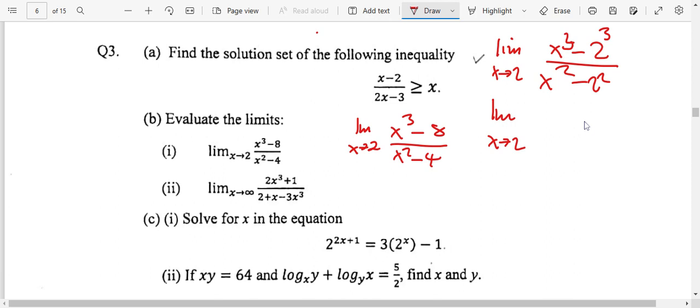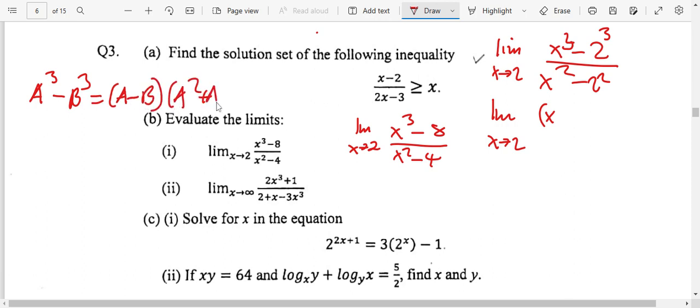Whenever you are writing the difference of 2 cubes, you get the first number, that's the x. In other words, if you've got a cubed minus b cubed, this is going to give you a minus b, then a squared plus ab plus b squared. That's how you write it. So the a is the same number that is raised to the power 3, in this case it's x. So I'm just going to write x minus the b, which is the same number that is cubed, that is a 2.